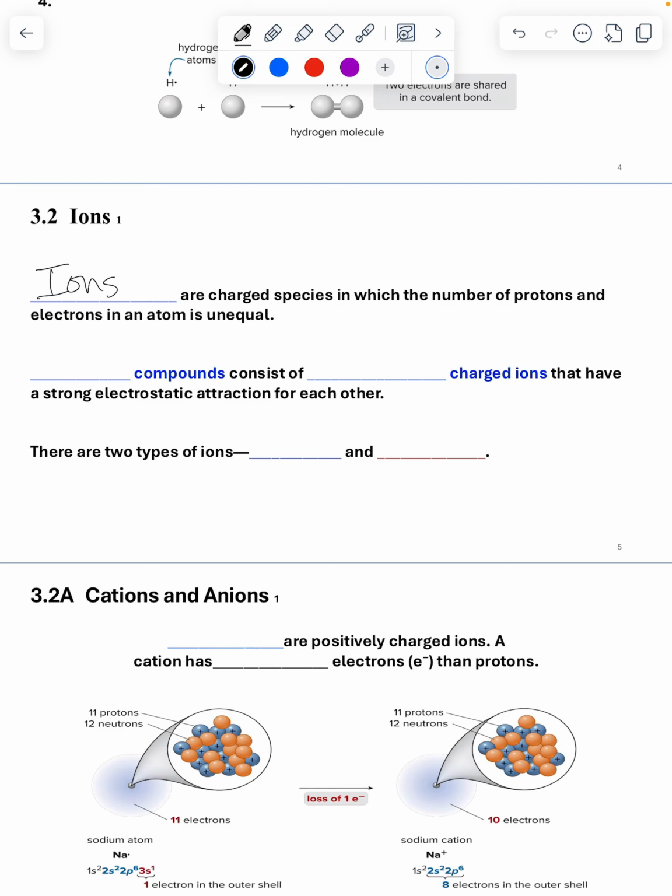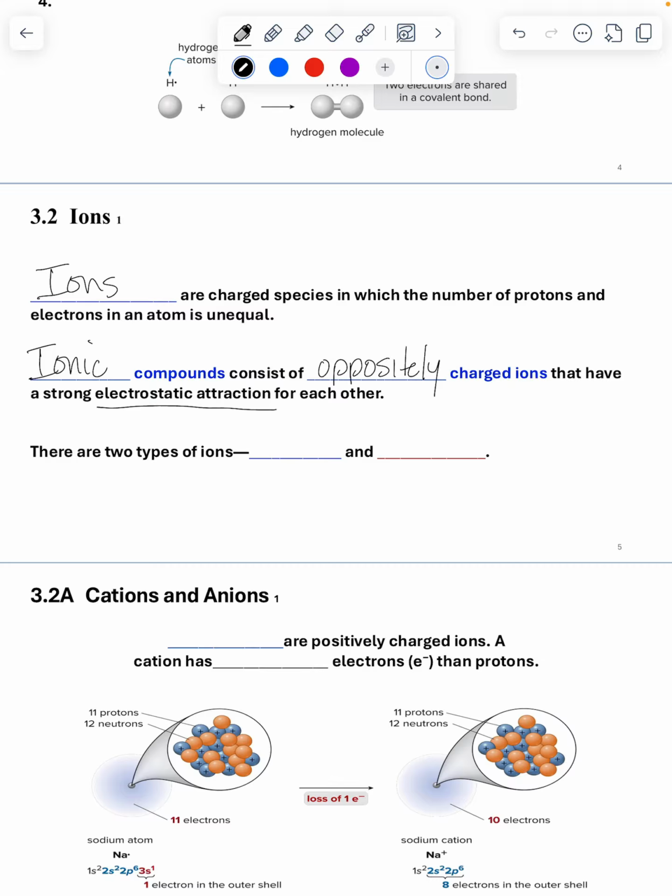And so ionic compounds consist of oppositely charged ions that have a strong electrostatic attraction to each other. This word, electrostatic attraction, is something that we'll see a lot in chemistry, and it simply means this attraction between opposite charges. So when you have a positive charge and a negative charge close to each other, there is an attraction between them. Like charges repel, opposite charges attract, just like in a magnet.